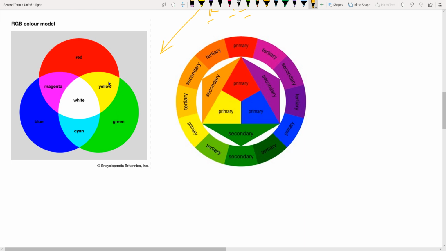So when green and red mix up, they create yellow. When red and blue mix up, they create magenta. This is called addition of colors, right? So when we talk about addition of colors, this is what we get. Then when green and blue mix up, we get cyan, and if we mix all three colors, RGB, or these magenta, yellow and cyan, we get white, right? Now this is the addition one.